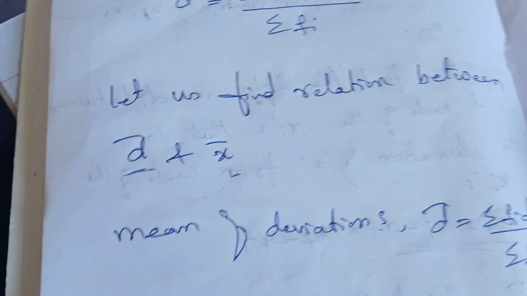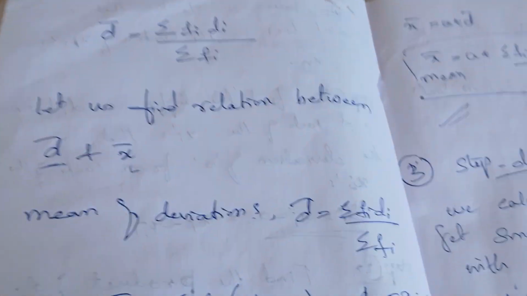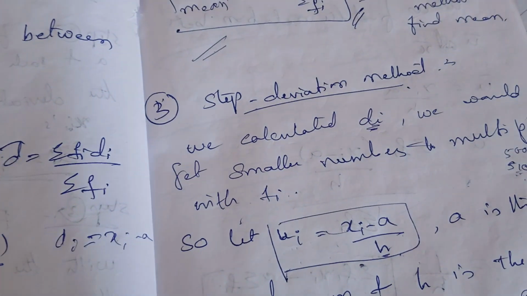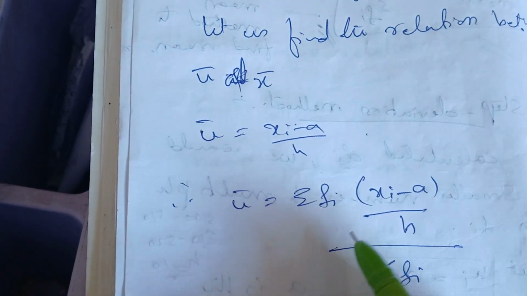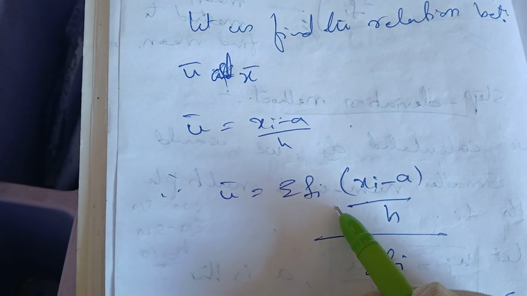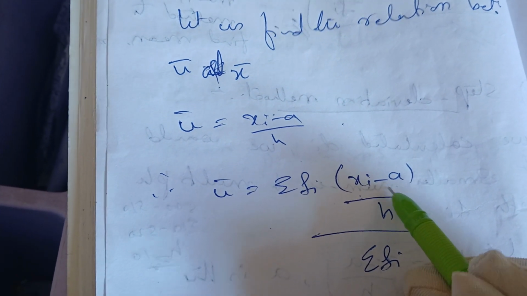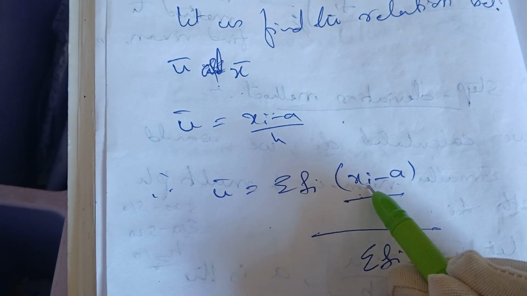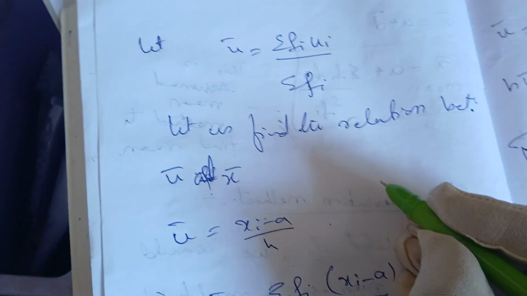This is your formula. If they ask the question, find the relationship between d bar and x bar, you have to find it by this method. Is it clear? Similarly, for your third method, step deviation, we will calculate the relationship between u bar and x bar. Here ui is xi minus a by h. So the u bar formula is sigma of fi into xi minus a by h, by sigma of fi. Clear?